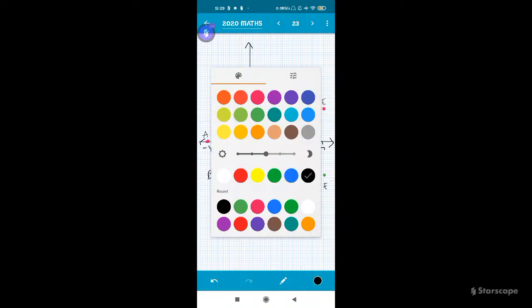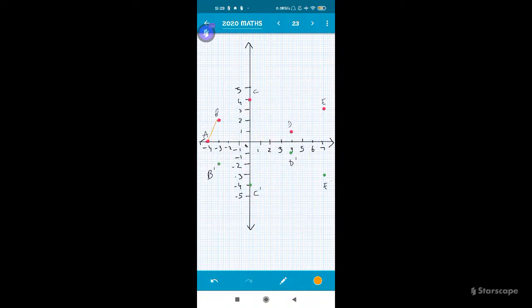Let us first join A, B, C, D, E. So A, B, then B, C, then C, D, then D, E, then E dash, this is E dash, then D dash, C dash, B dash, and A. So we have joined it.